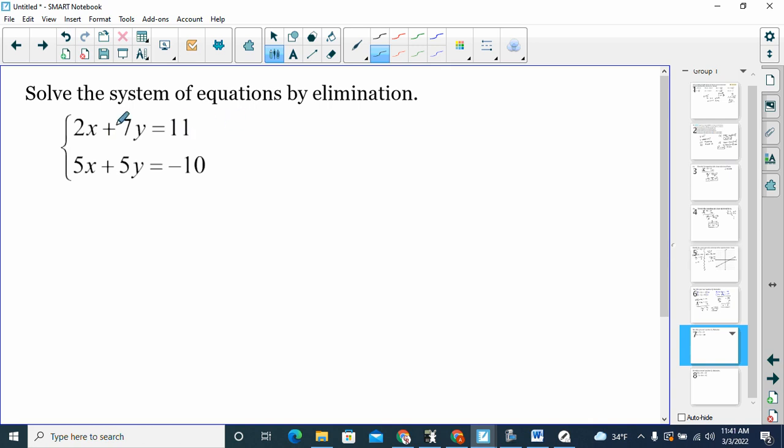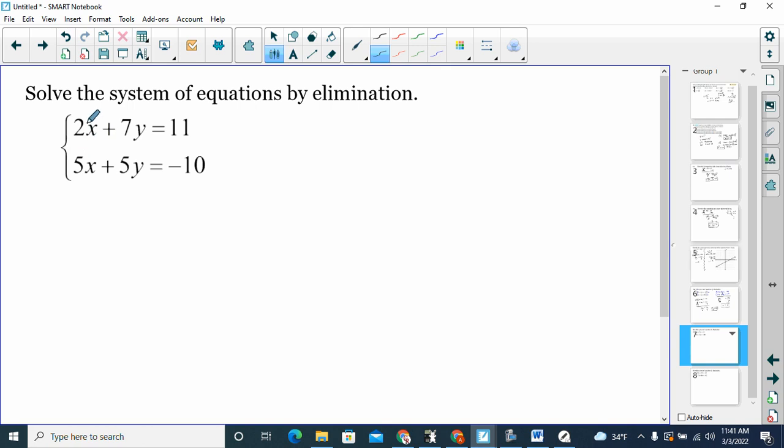To solve by elimination, we want to add the equations together. I can't yet. Those don't cancel, and these don't cancel. So I want to make it so that when I add the equations together, they will cancel out. 2 and 5, I could make those both 10. 7 and 5, I could make those both 35. I think that 10 is going to be easier, making these both into 10.